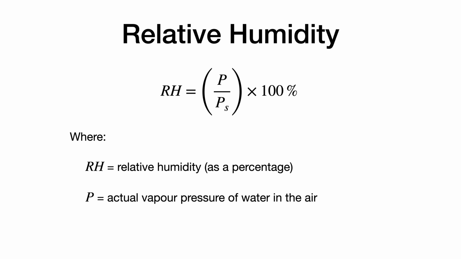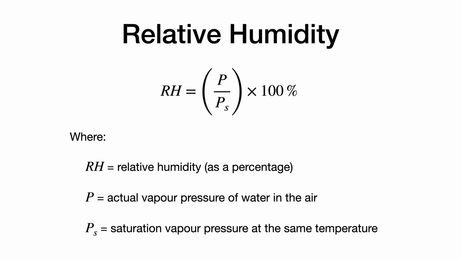Now, another way of expressing this is by using pressure. Relative humidity is equal to the actual vapor pressure of water in the air divided by the saturation vapor pressure at the same temperature. That's another way of expressing relative humidity, and it just makes the maths a bit easier because you don't have to convert between the vapor pressure and the amount.